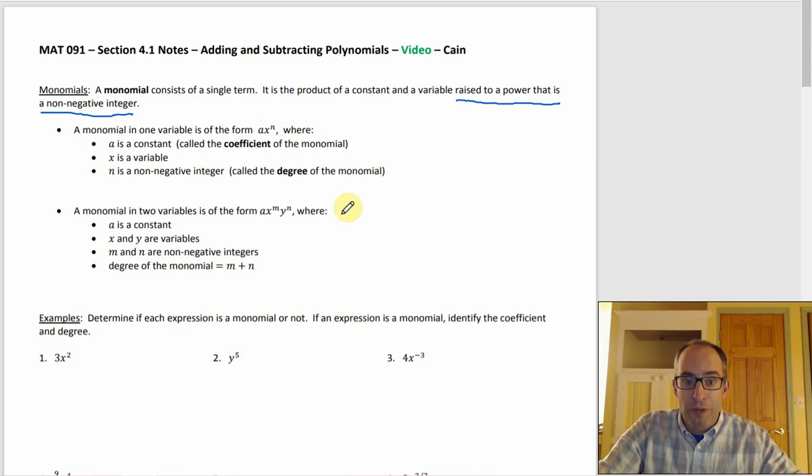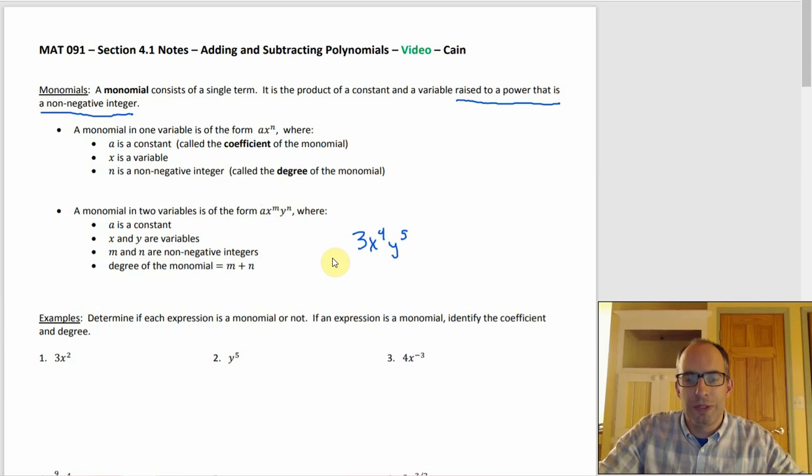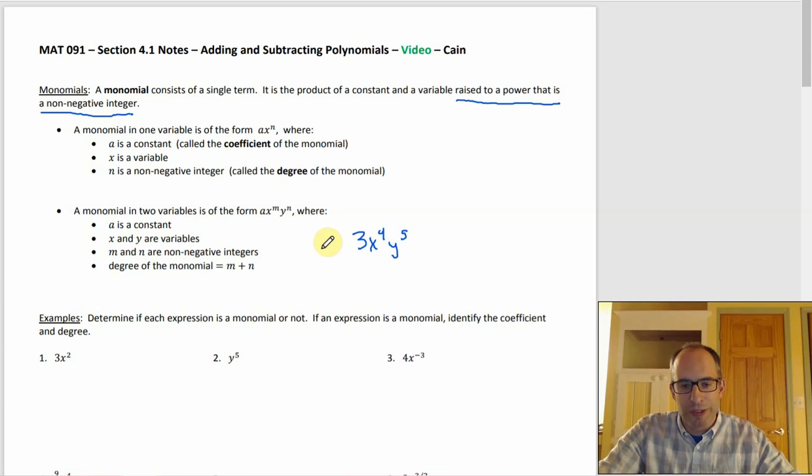For a monomial in two variables, where it looks like this, where you have a times x to the m times y to the n, then the degree is what you get when you add those powers together. So just to make something up here, if you had 3x to the 4th, y to the 5th, the degree of that is 9, because you would add the 4 and the 5 together. You'd add those exponents. So when you have multiple variables rather than just one, that's the only thing that would really be different, the way that you get the degree, that you have to add the powers together. But we'll have some examples where that'll show up.